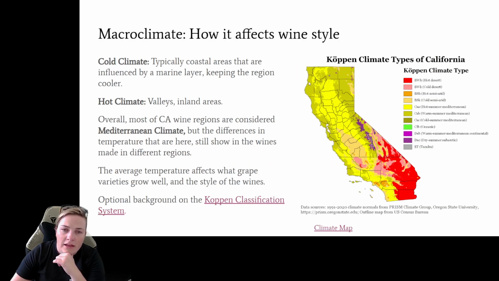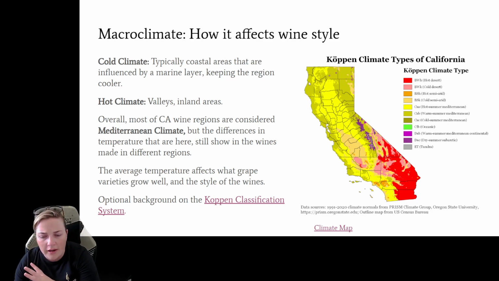So there's a macroclimate and there's a microclimate. Macroclimates are just very broad senses of climate, right? So if you drive through California and you go through Sacramento during the summer, it's very hot, right? So it's the valley, Sacramento Valley. Inland area is very hot. If you keep going towards the coast, you will hit a much cooler region, right? It starts to feel a lot nicer. Those are considered cool climate growing regions, right? So those are typically coastal areas that are influenced by a marine layer or a large body of water, which helps to regulate temperature and keep the region overall cooler, right?